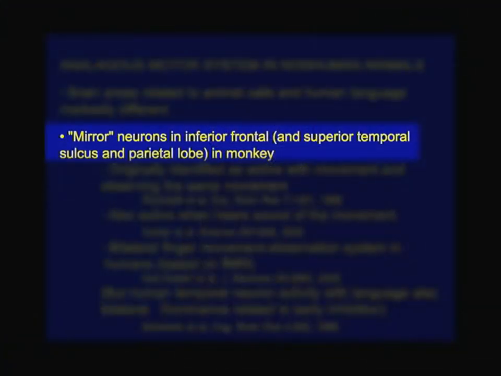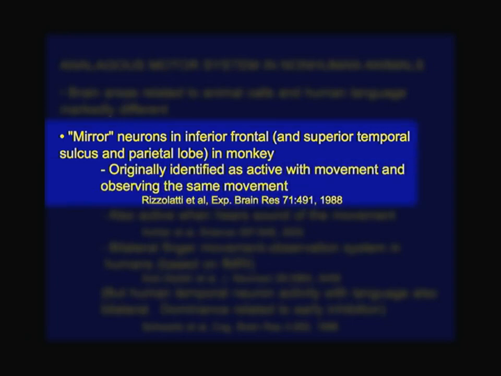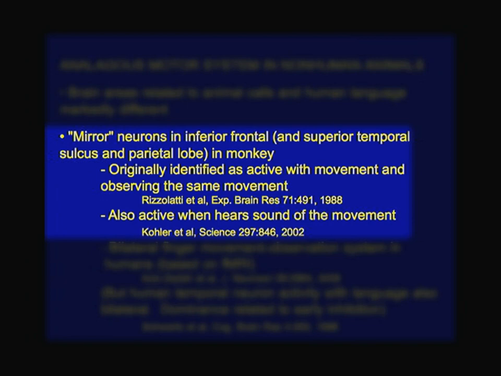But there is this phenomenon of mirror neurons, which has been a very popular phenomenon in the last decade and a half or so, recorded in inferior frontal, superior temporal sulcus, and parietal lobe in monkey. These were originally identified as active with movement and observing the same movement. And this generated a lot of thought that maybe language had been acquired by mimicking oral facial gestures. But there's a very interesting more recent study showing that these neurons also respond to the sound of the movement. And that seems much more logical, that they would represent a link between the perception of the sound and the motor output.